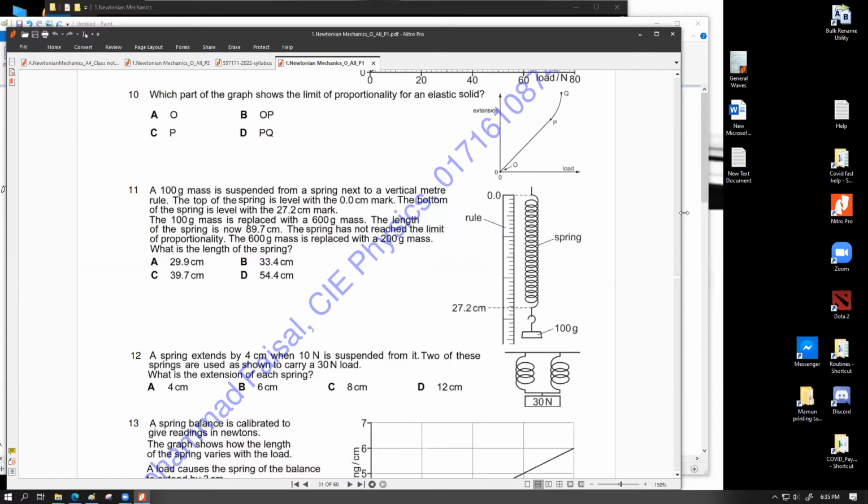Sir, the booklet's answer here is B. Well, we cannot have two different booklets.